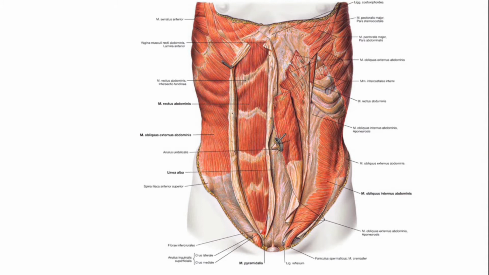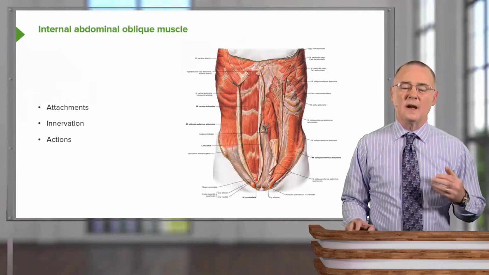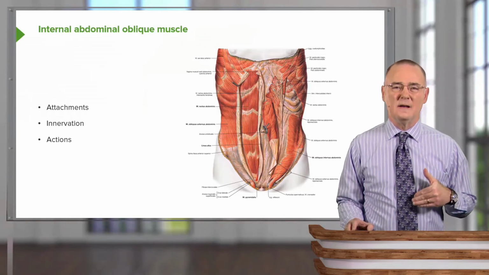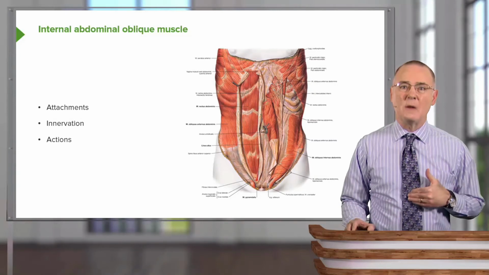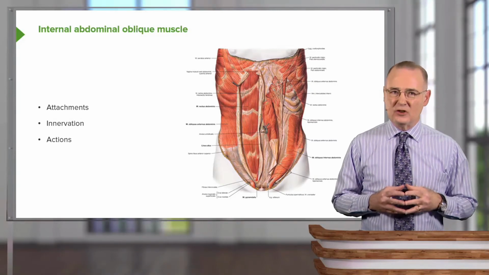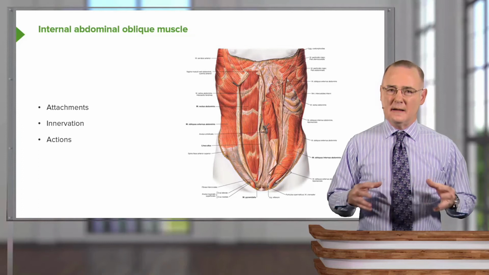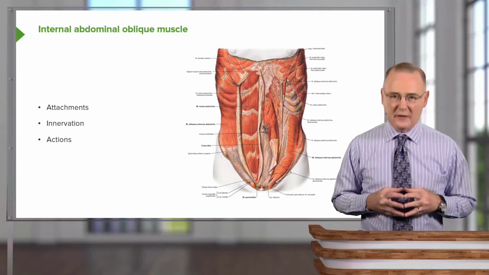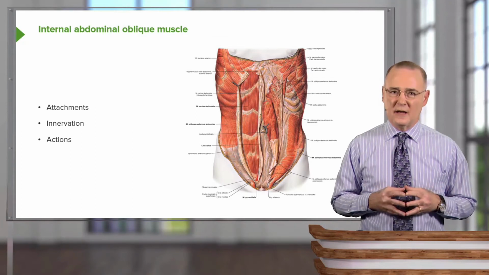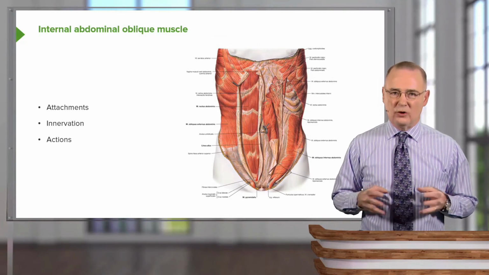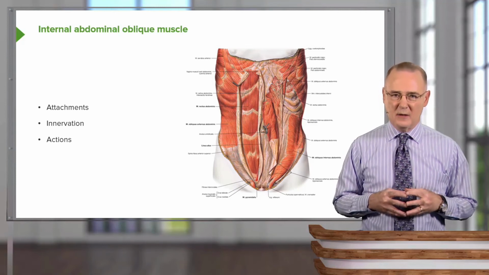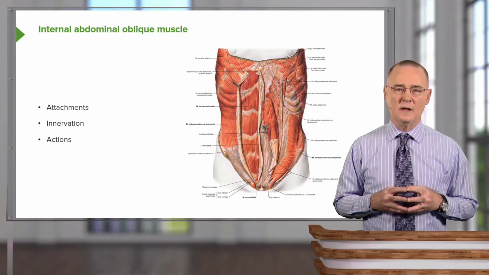The innervation of the internal abdominal oblique will be by the anterior rami of the inferior 6 thoracic spinal nerves, T7 through T12, and it also picks up additional innervation from the anterior rami of L1, the first lumbar spinal nerve. The actions of the internal abdominal oblique, if both are contracting, both will help to flex the trunk, just like the external abdominal oblique. The internal abdominal obliques help to protect and compress the abdominal viscera, just like the external abdominal oblique.